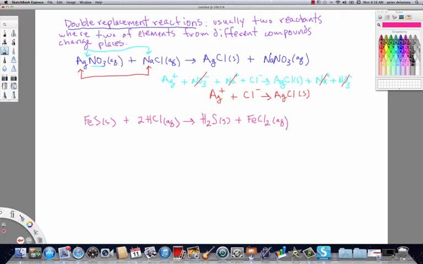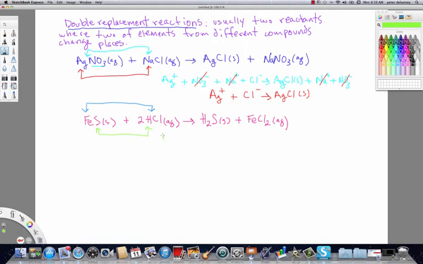So we see this is a double replacement because the iron switches dance partners with the H, comes over here, and mates up with the Cl, and the hydrogen comes over here and mates up with the sulfide. So it's a double replacement. The two cations are switching dance partners.